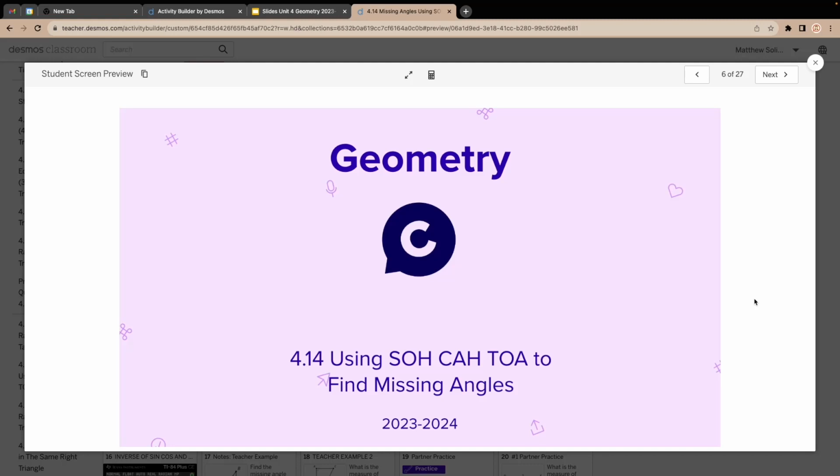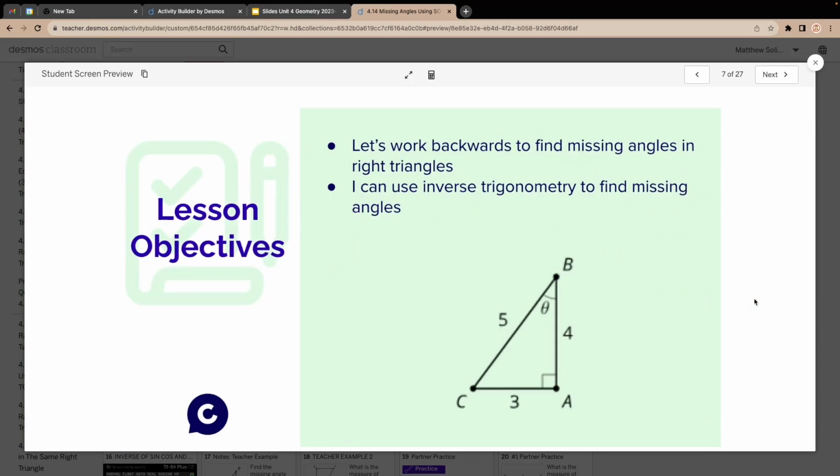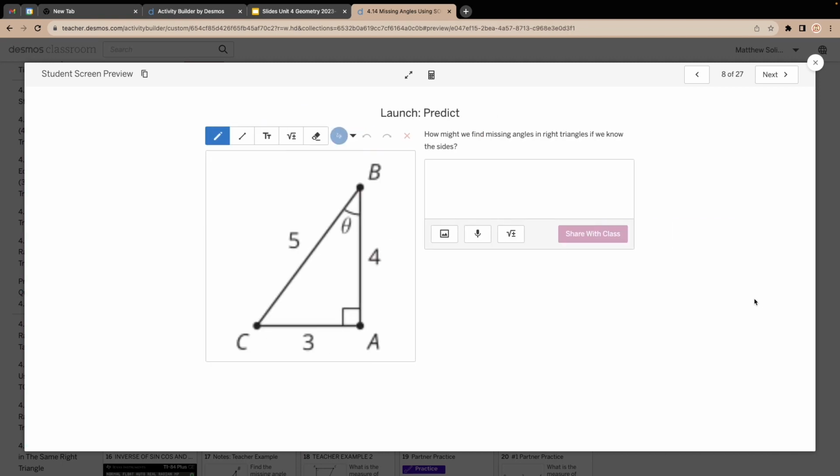The last couple of classes, we've been using sine, cosine, and tangent, SOH CAH TOA, to find missing sides. In this lesson, we're going to reverse it and find missing angles. And it's almost the same thing. There's just one major difference. So we're going to work backwards to find a missing angle.